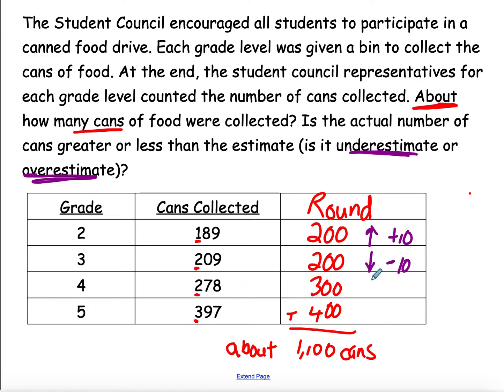My 278 rounded up, but it was over 20. That's a little more than 20 going up. And 397, that went up just a little bit. It only went up 3.